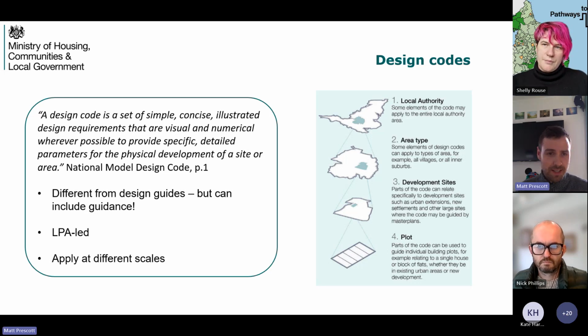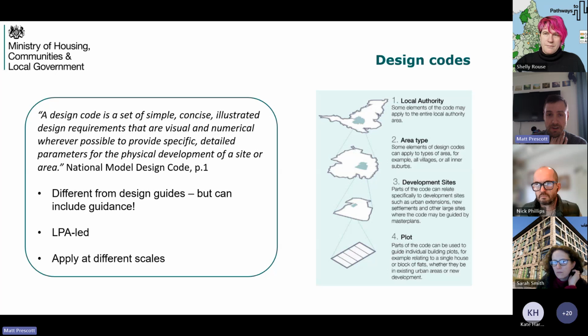In this context, design codes are LPA-led. By that, I mean they're produced by the local planning authority and given appropriate weight within the decision-making process, such as through a local plan or a supplementary planning document. The final thing to note on design codes is that they can apply at a variety of different scales, as signified by the graphic here on the screen, which is taken from the NMDC. That ranges from local authority scale down through to site-specific, and then even down to a plot-by-plot basis.